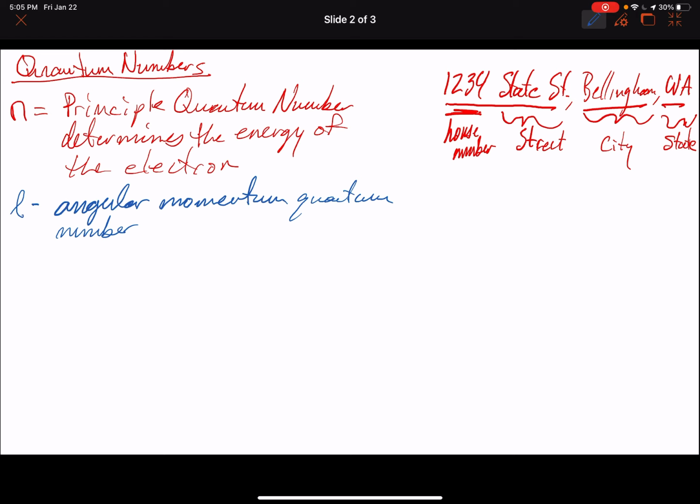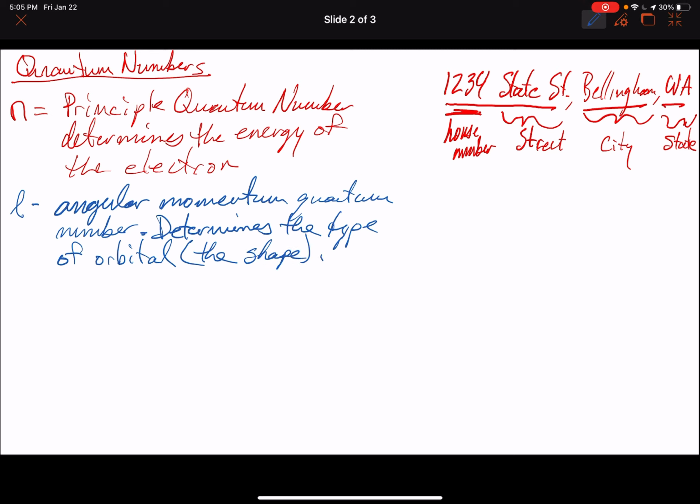So the shape of the orbital, that is the 3D wave of that electron, is reflected here through this number. This angular momentum number determines the type of orbital, and that is to say the shape.